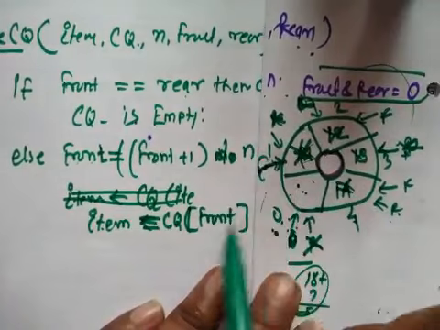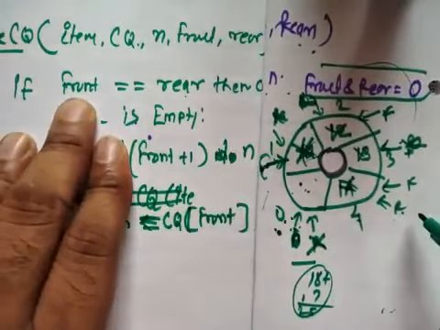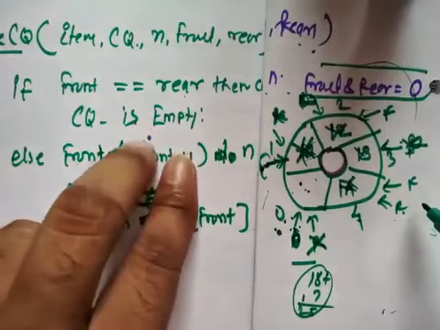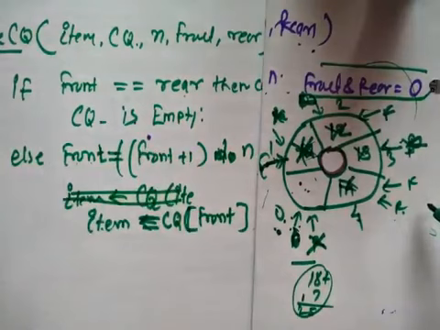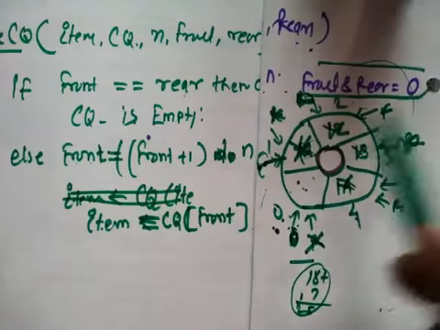Now suppose again you are going to delete an element, it will check front. What is the front value? Front is pointing to index 4 and rear is pointing to index 4. That means the queue is empty. So this is the circular queue delete algorithm.